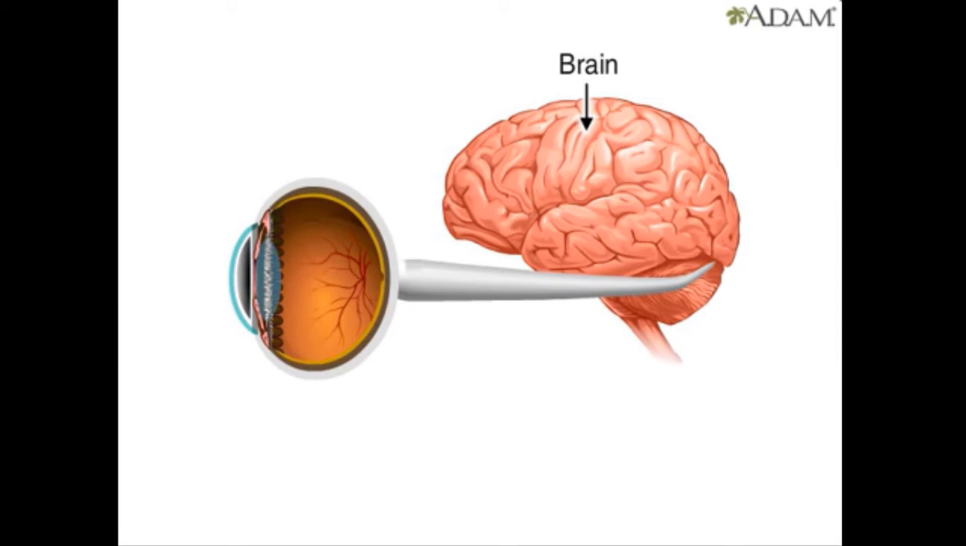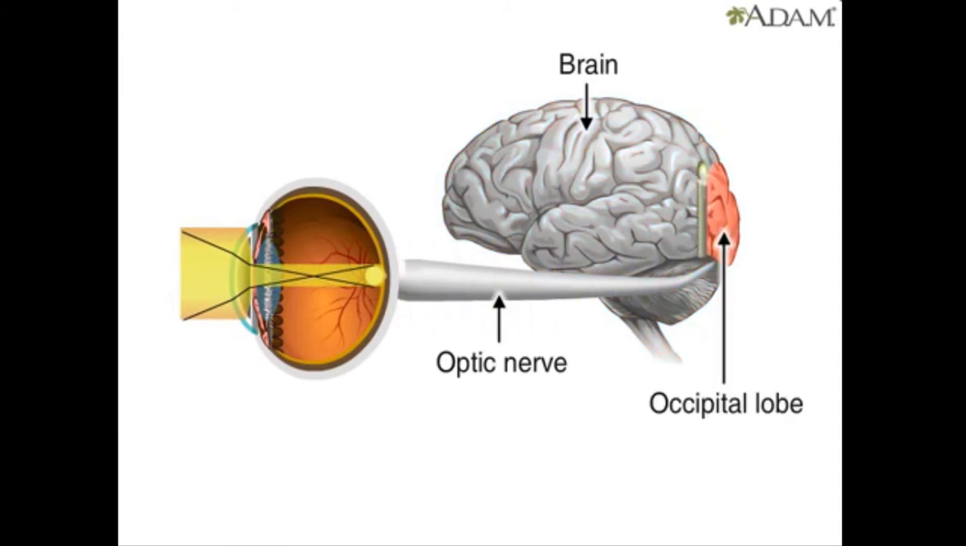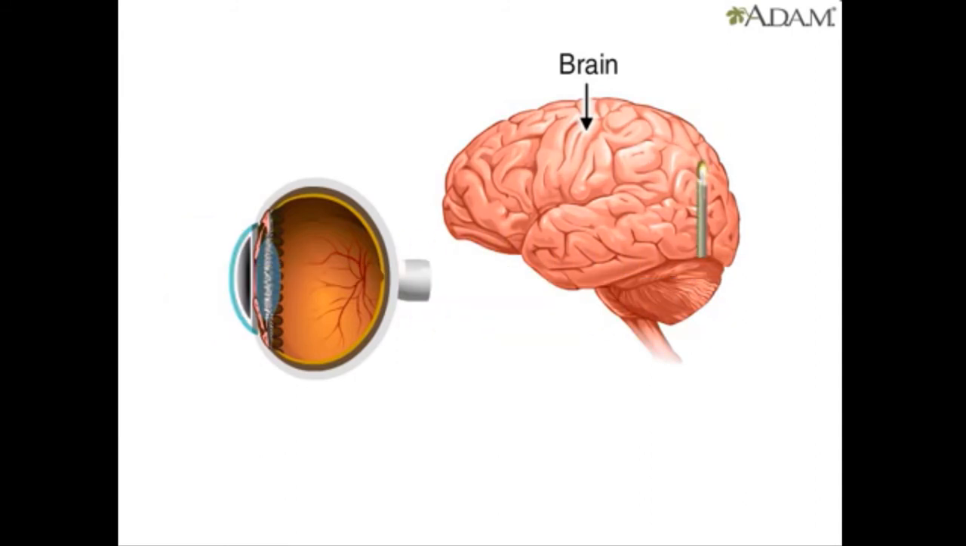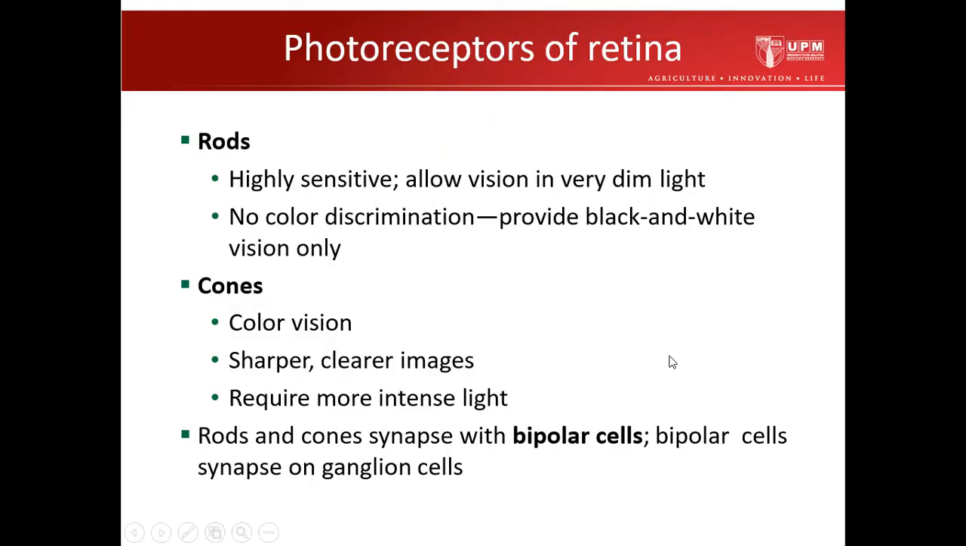Before that can happen, the image needs to travel as impulses along the optic nerve and enter the brain's occipital lobe. When the image forms there, it regains its proper perspective. So the retina contains multiple layers of specialized cells, including two types of photoreceptors, which are rods and cones.